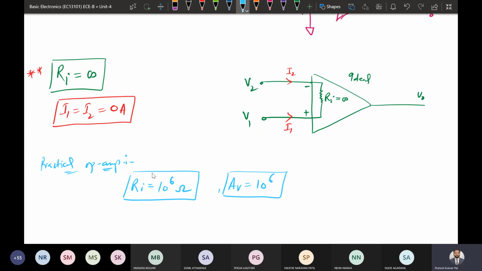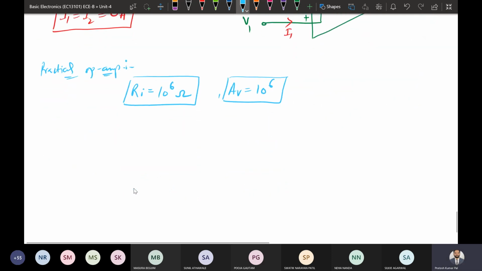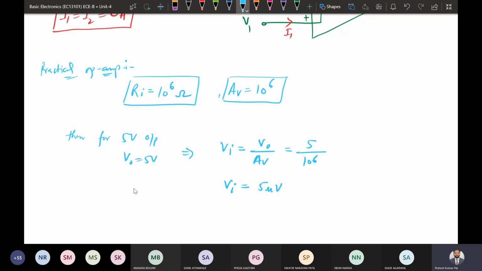Now suppose we have an output voltage of 5 volt, that means V output is 5 volt. Then the input voltage will be output divided by gain. So V output is 5 volt divided by gain, which is 10 power 6. So V input should be equal to 5 microvolt, if V output is 5 volt.